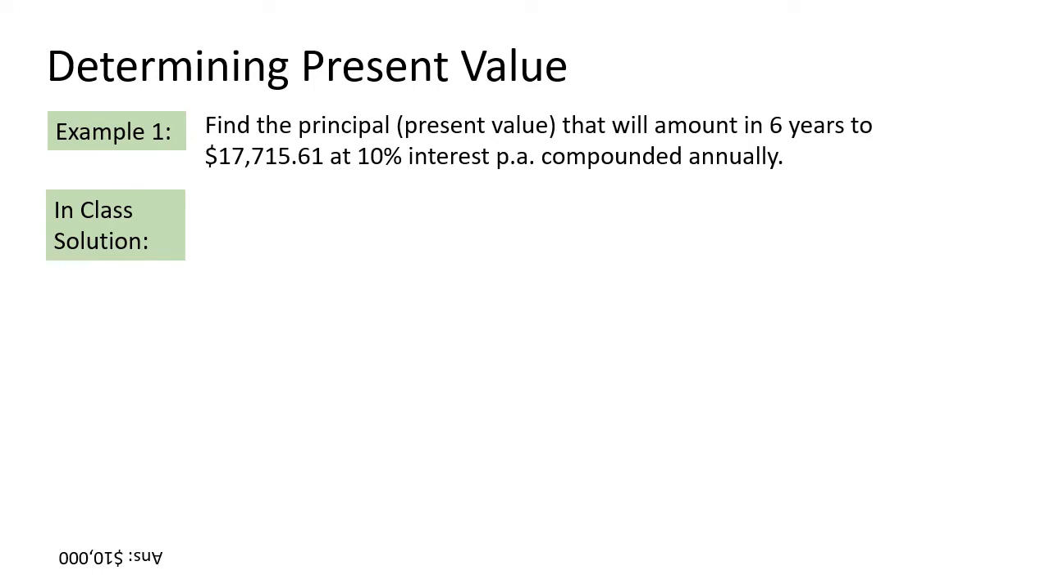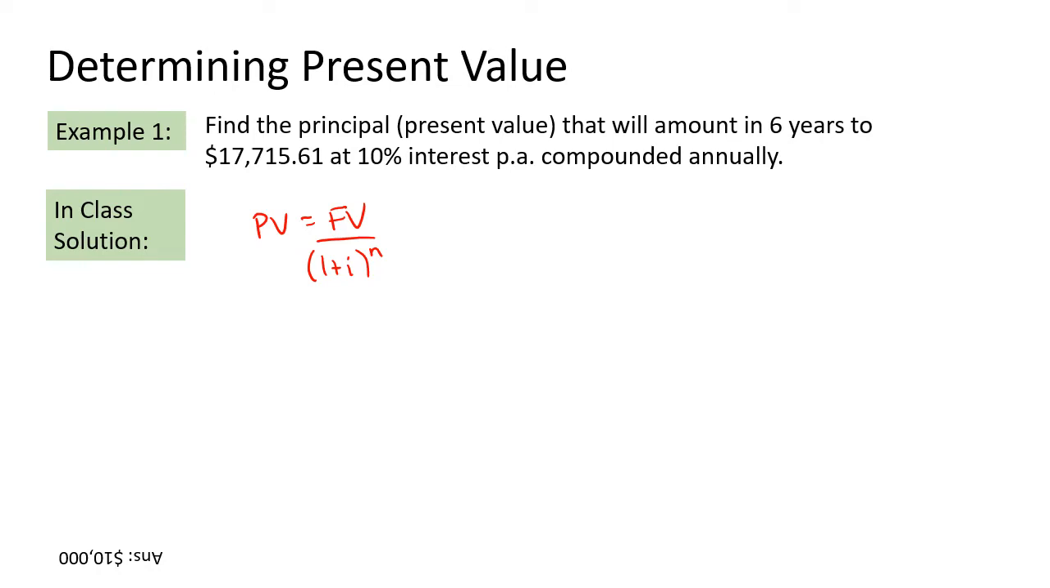So let's look at an example. Find the principal or present value that will amount in 6 years to $17,715.61 at 10% interest per annum, compounded annually. So we can start with our formula. Our present value is equal to our future value divided by 1 plus the periodic interest rate raised to the exponent n. So now we're starting to get into a lot of variables.